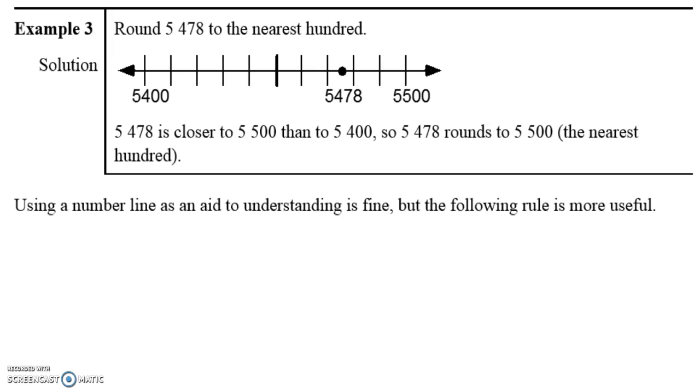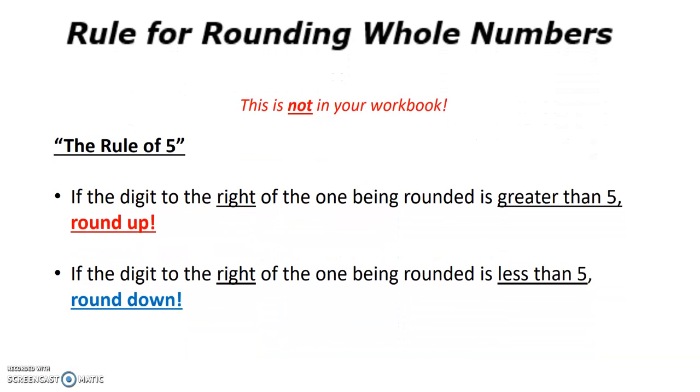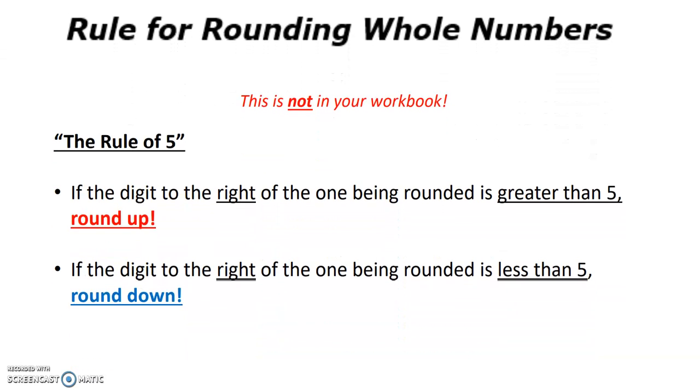Okay. So when we look at number lines, it can help us understand because it's a good visual, but if we're going to be doing number lines all the time, it's quite slow. So we're going to look at a rule that's really helpful. This rule is not in your workbook, but it's called the rule of fives.